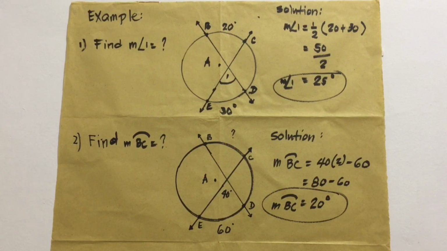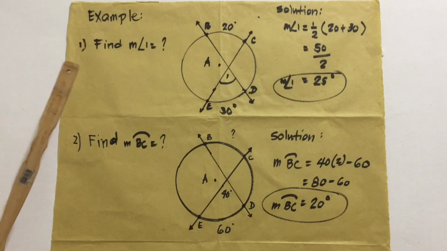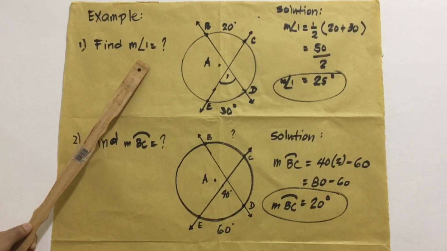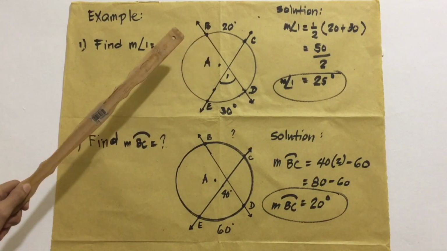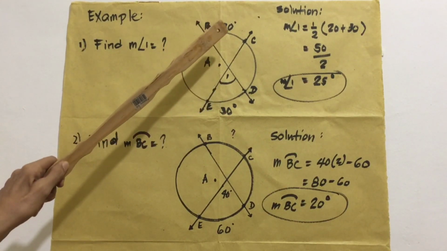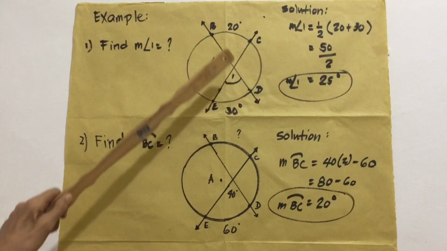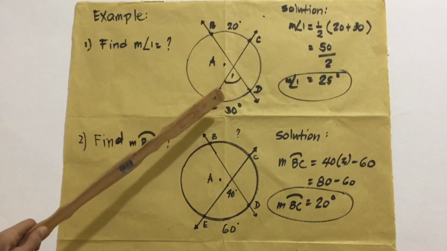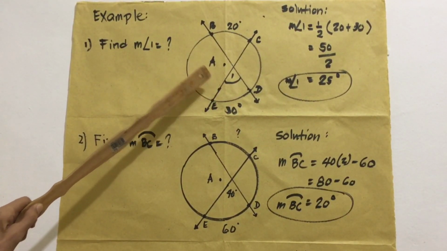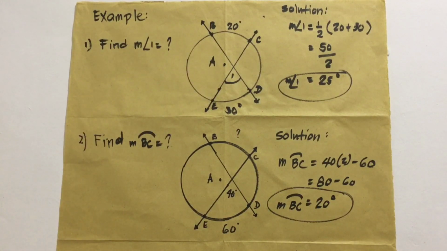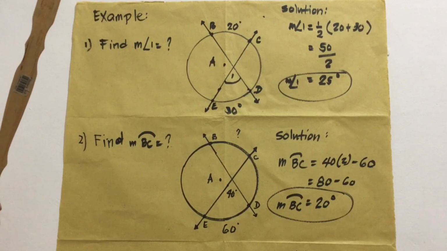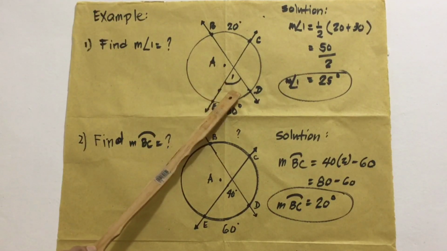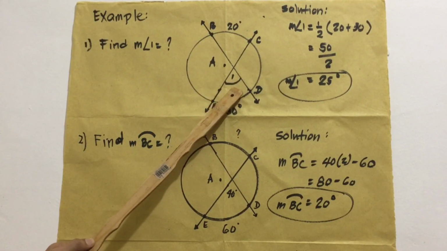Okay, we have example number 1 here to apply the formula. Find the measure of angle 1. First, we have to analyze the given figure, which is the circle and the two secant lines intersecting each other and forming an angle inside the circle, not at the center. So this is the angle we're going to find the measure of.